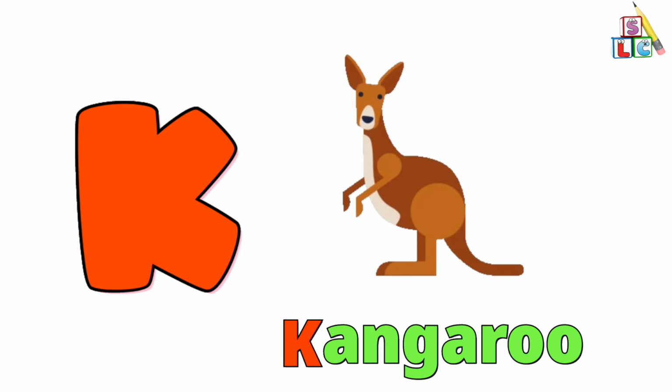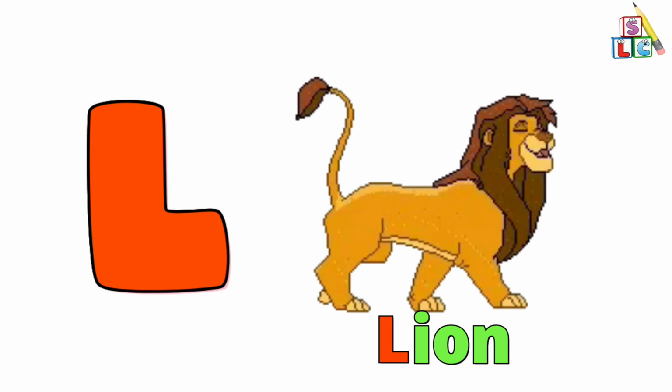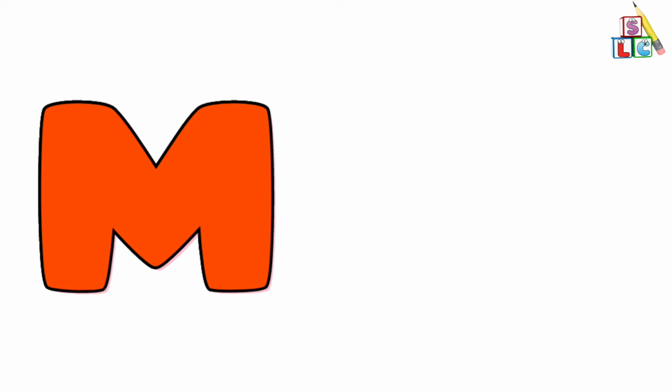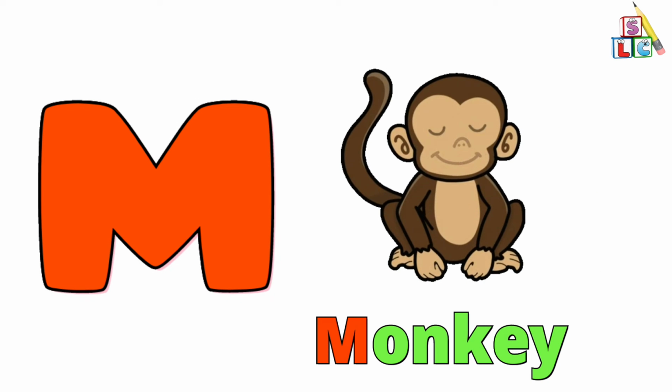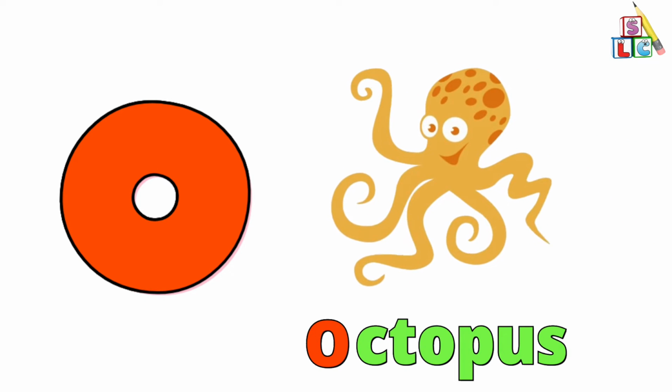K for kangaroo. L. L for lion. M. M for monkey. N. N for newt. O. O for octopus.